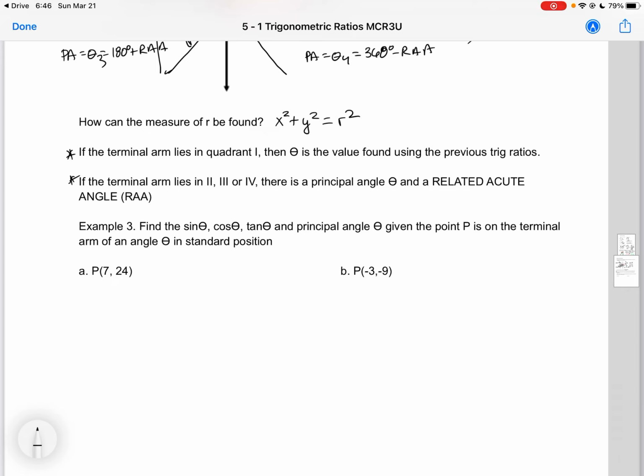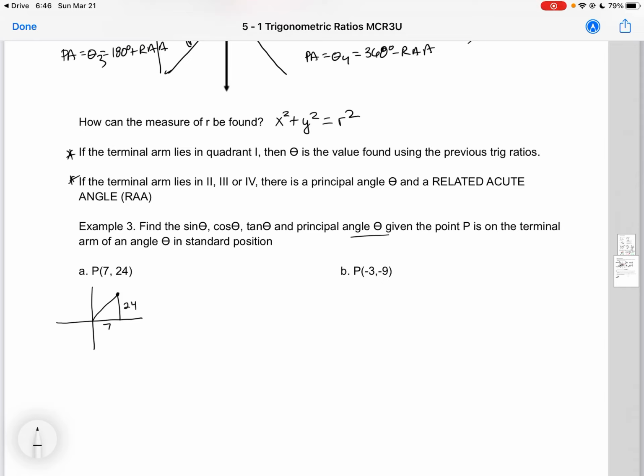So example 3, we're going to find the primary trig ratios and the principal angle given that the point P is on the terminal arm of an angle theta in standard position. So the first thing I'm going to do is sketch where P is. I've got 7, 24. So I've got X is 7, Y is 24.